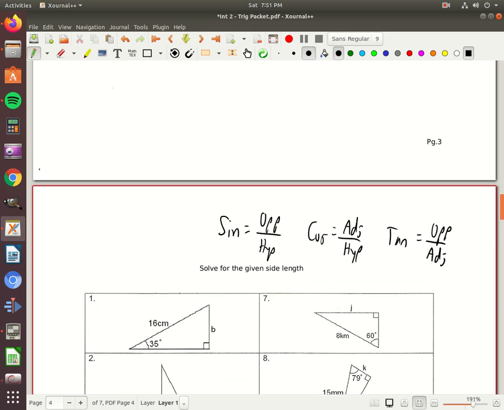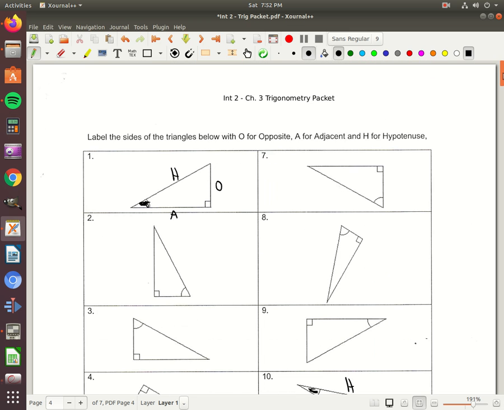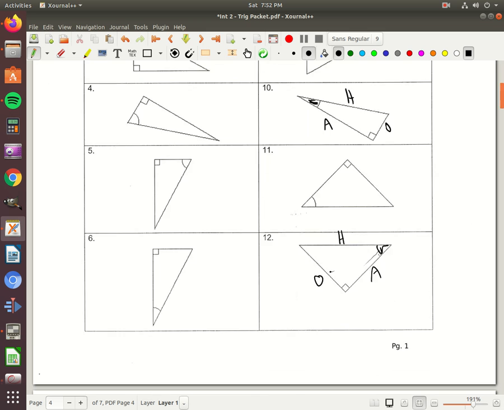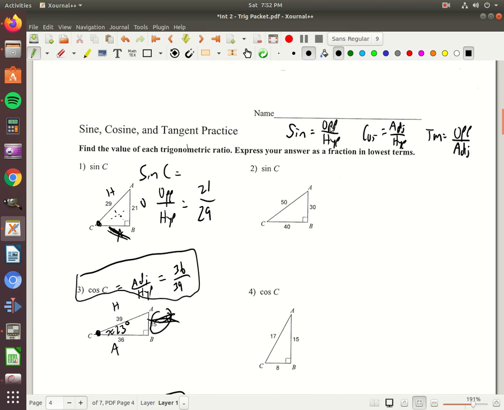So again, just to go through where we've been, we had to determine if it was opposite, adjacent, or hypotenuse, so we could figure out which two sides we were looking at. If we have opposite and hypotenuse, we're talking about sine. If we have adjacent and hypotenuse, we're talking about cosine. And if we have opposite and adjacent, we're talking about tangent.